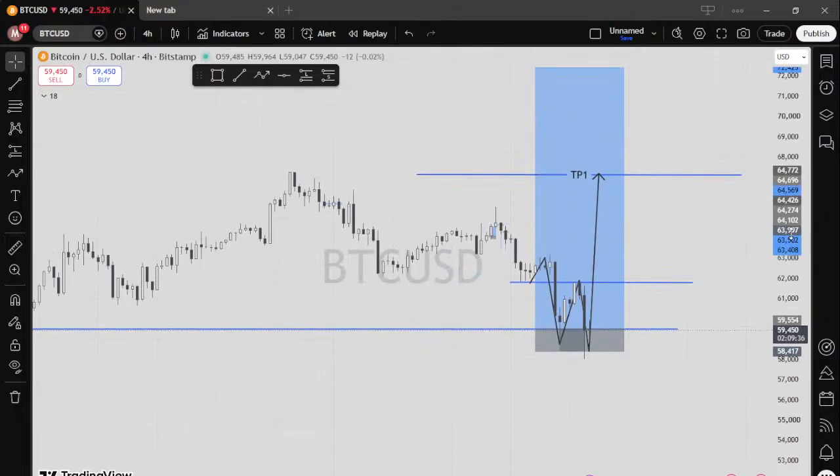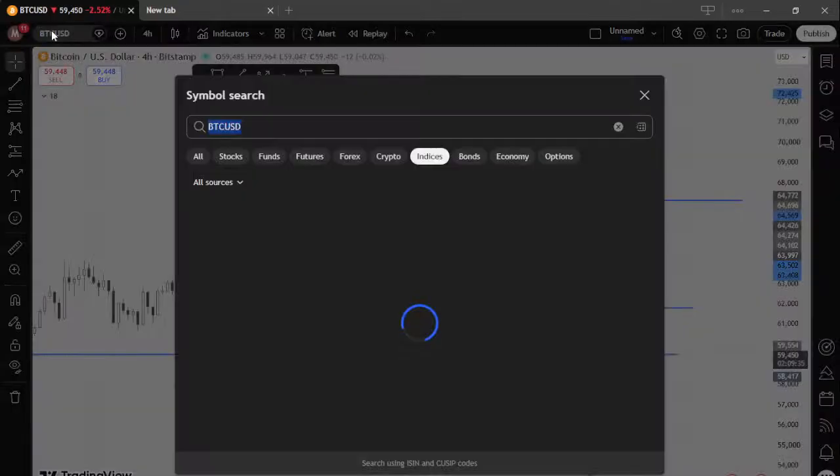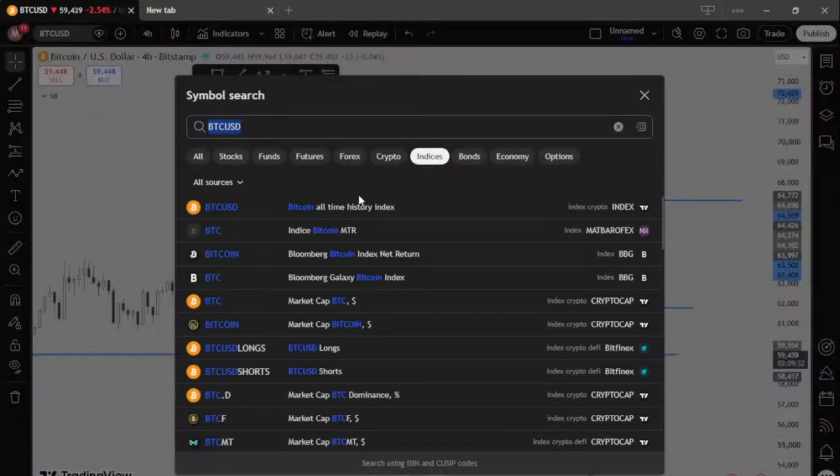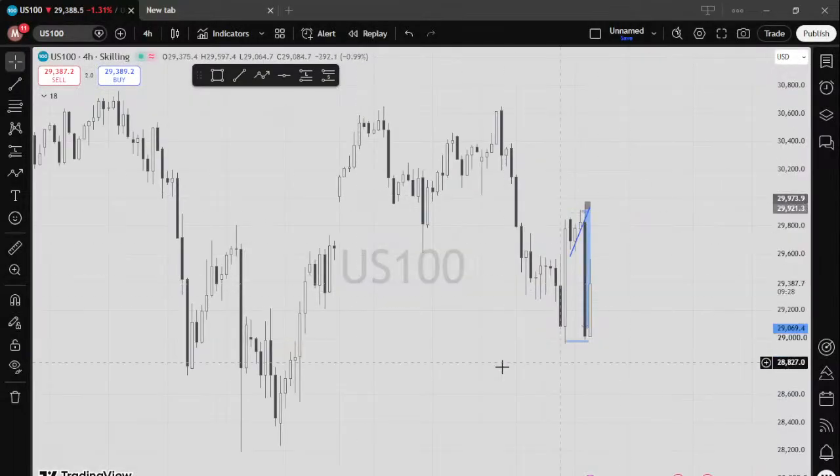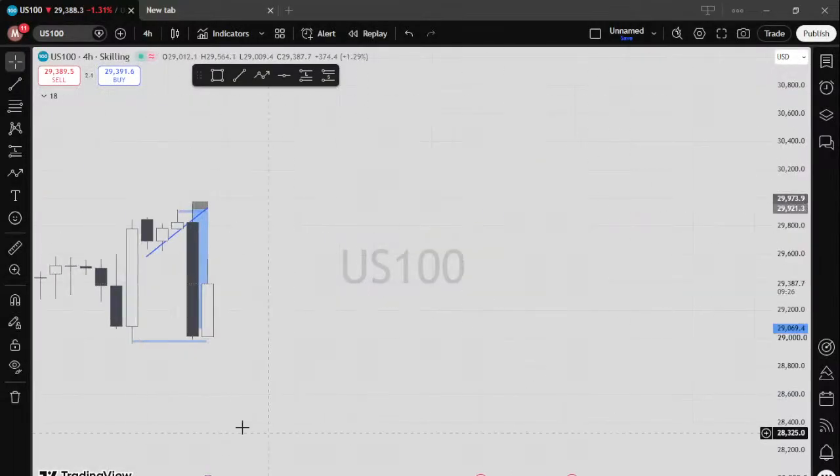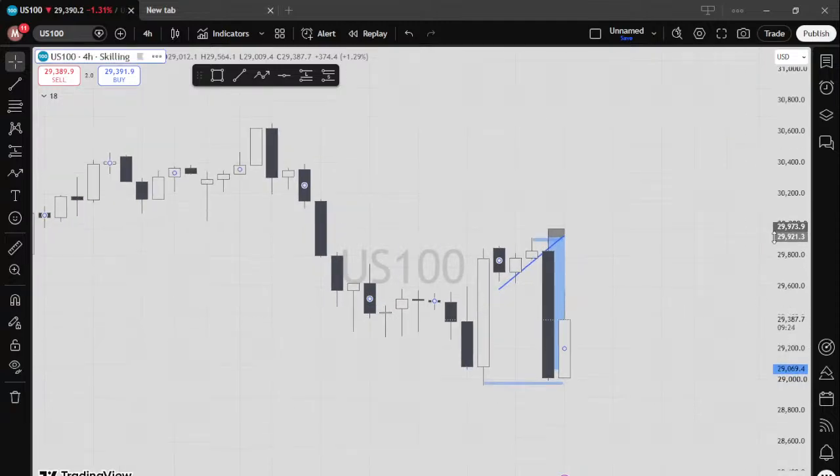That's all I need. But the market has already stopped us out. And for the US 100, we had a clean entry there. Very, very clean entry. Very, very clean TP.